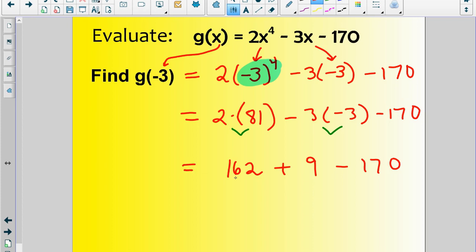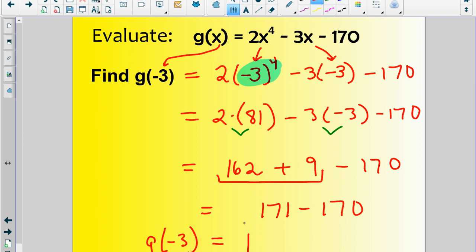So now I go left to right, and I add first, because that's on the left. That's going to be 171 minus the 170 will leave us with just 1. So this function, when we substituted negative 3 for the variable, had an output or a value of 1. So g of negative 3 just equals 1.